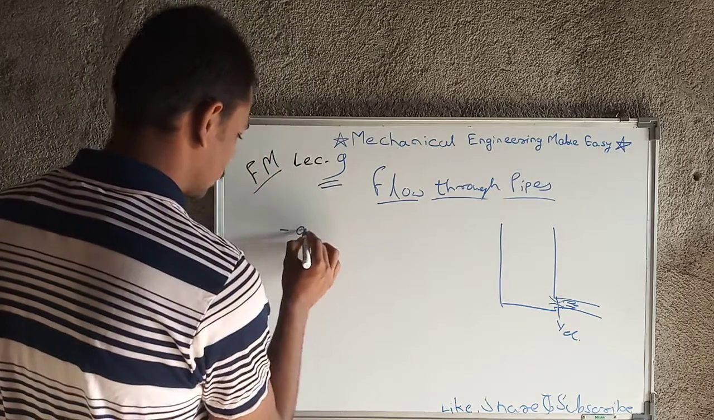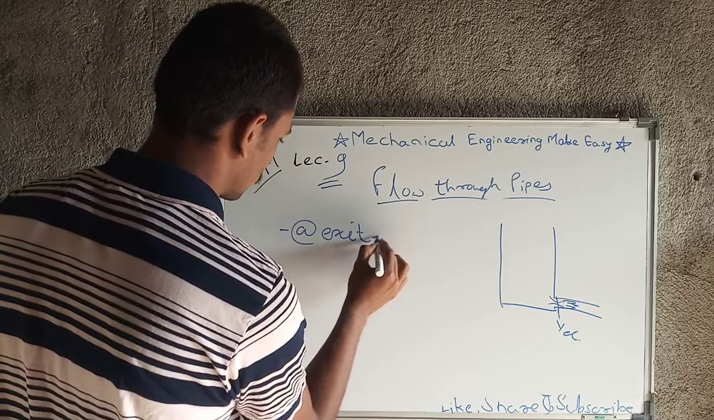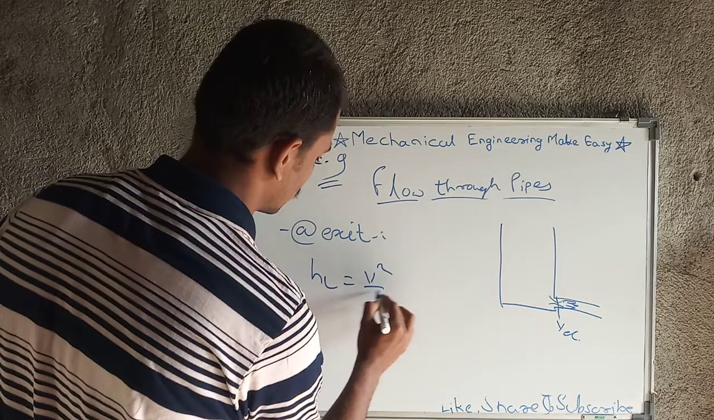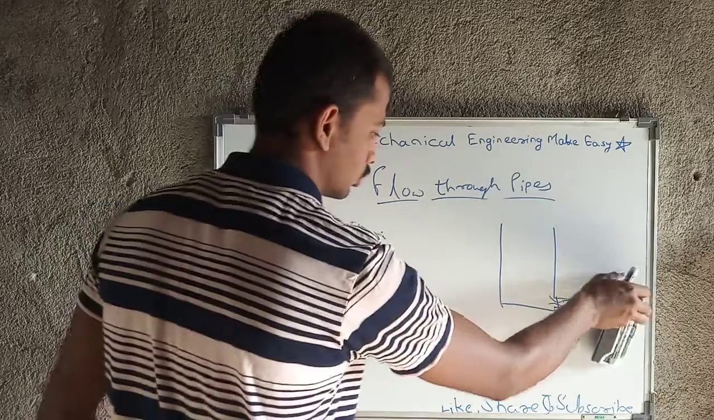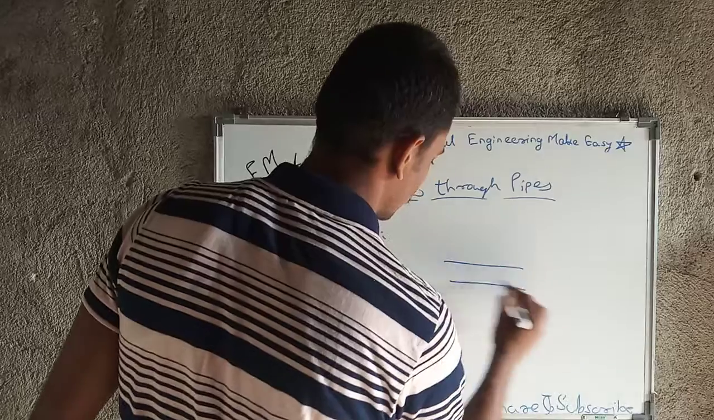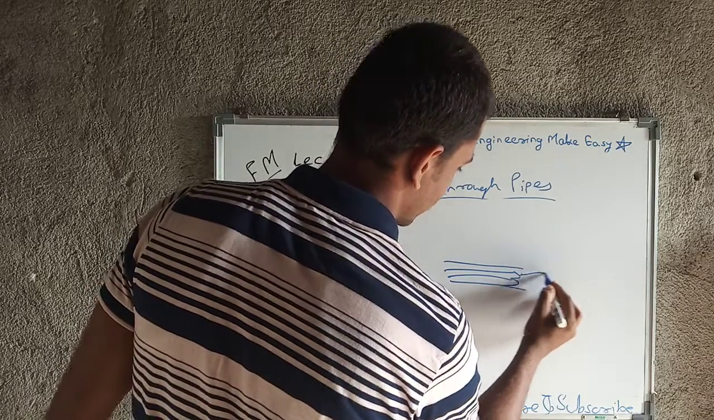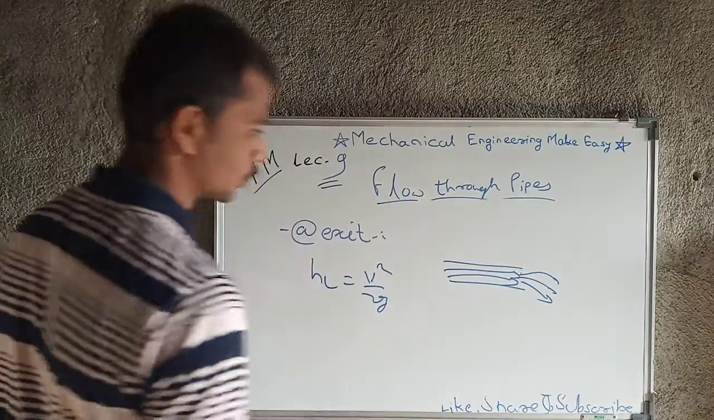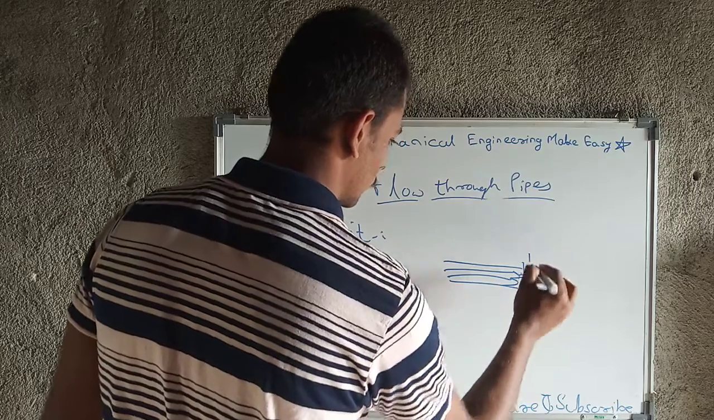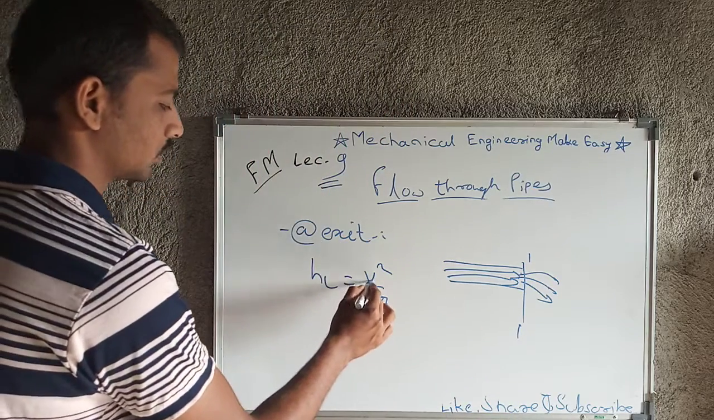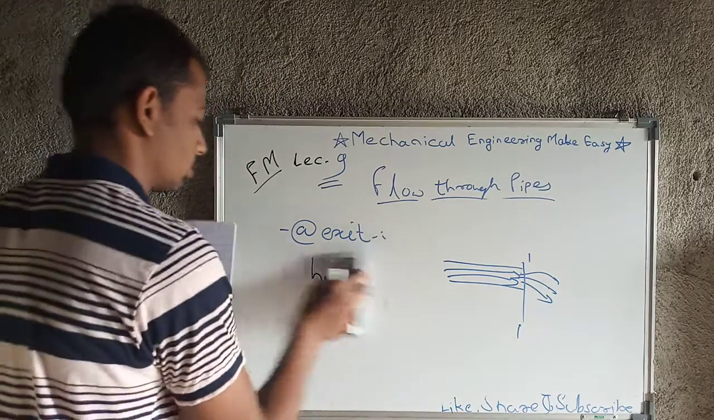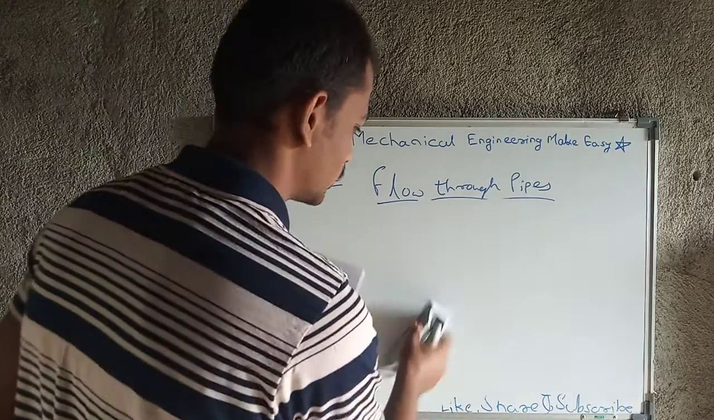Then we have the loss at exit. At exit the head loss is v square upon 2g. It means there is a pipe from which flow is flowing, so what will happen at exit, the flow will flow likewise. So at this section some losses happen, and those losses are HL equal to V square upon 2G. Note down, all the formulas are very important for solving numericals.